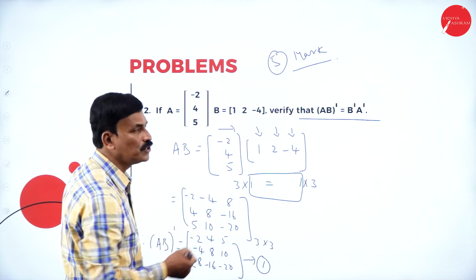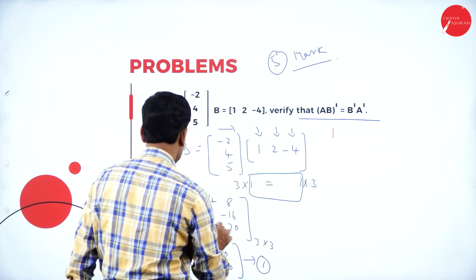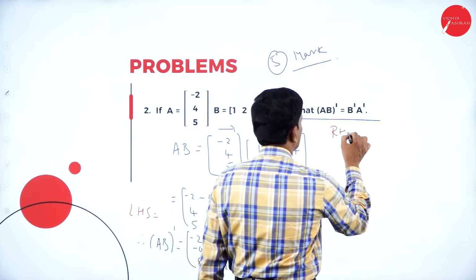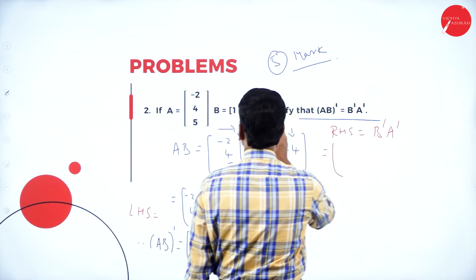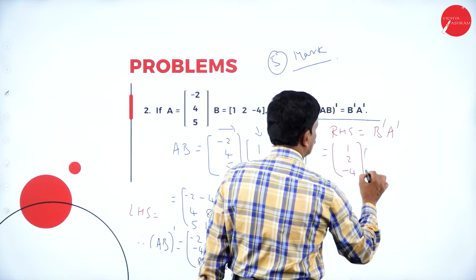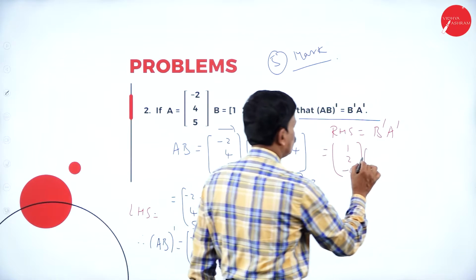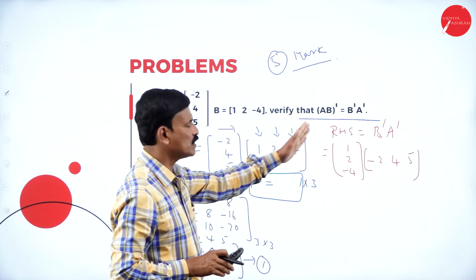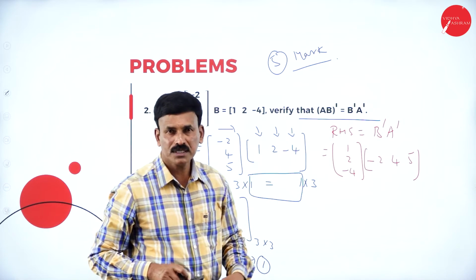On the other hand, find out B dash and A dash. Now B dash and A dash, this is LHS. And come to the RHS. RHS is nothing but B dash A dash. What is the transpose of B? B is 1, 2, minus 4, into transpose of A, which is minus 2, 4 and 5. So the row matrix becomes a column matrix, and the column matrix becomes a row matrix in this case.